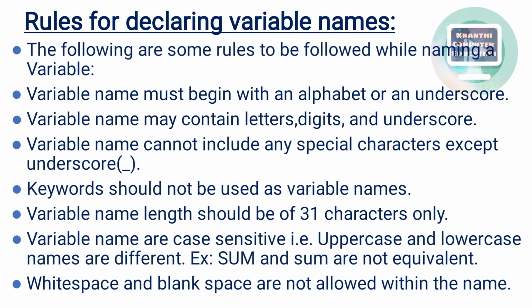White spaces and blank spaces are not allowed within the name. When you are naming your variable, between the name we don't have to provide any white space or blank space. If you want a name with two words, you can use only an underscore between the words, but not any space. These are the rules for declaring variable names.